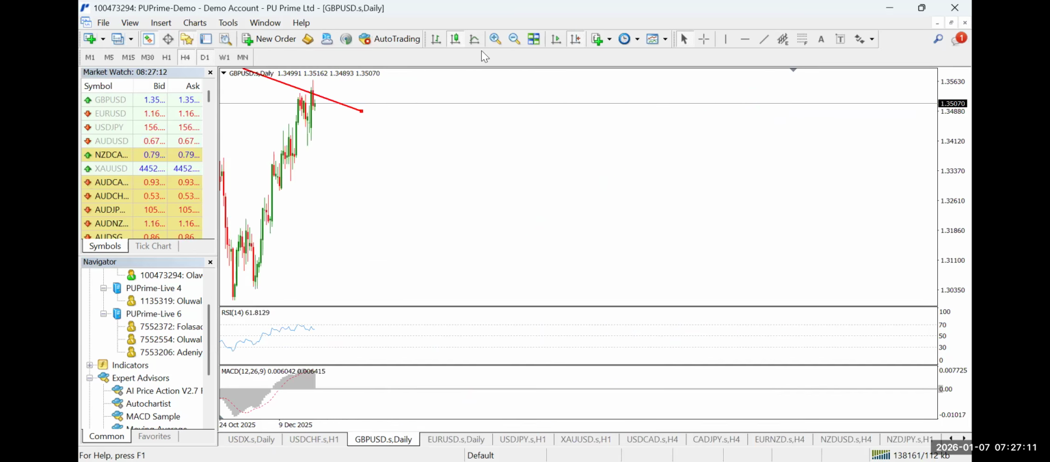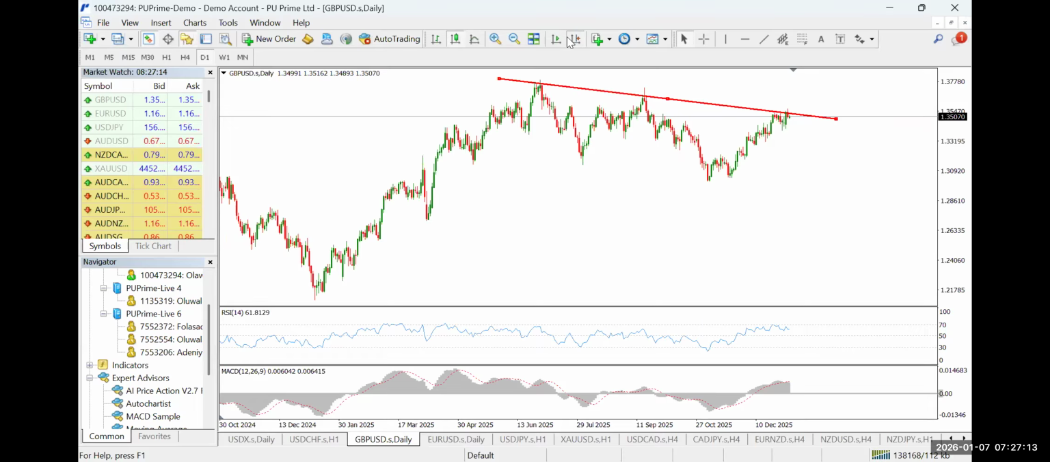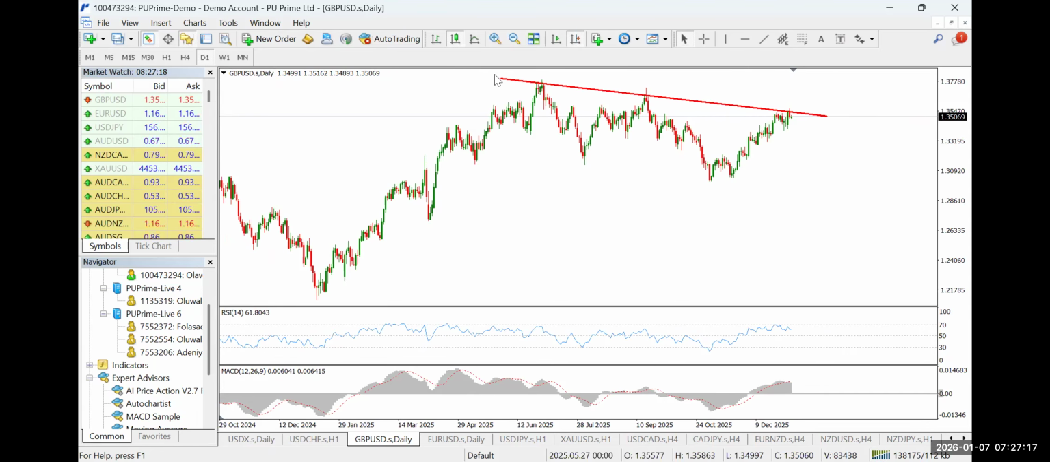Okay. Now, on the other hand, what I'm seeing on GBP USD is going opposite to what the technicals are saying on the dollar index, but there's always a way around it. Now, for GBP USD, price is trending downwards, making lower highs. Technically, we should be looking for a bearish movement. That goes against what we saw on the dollar index.